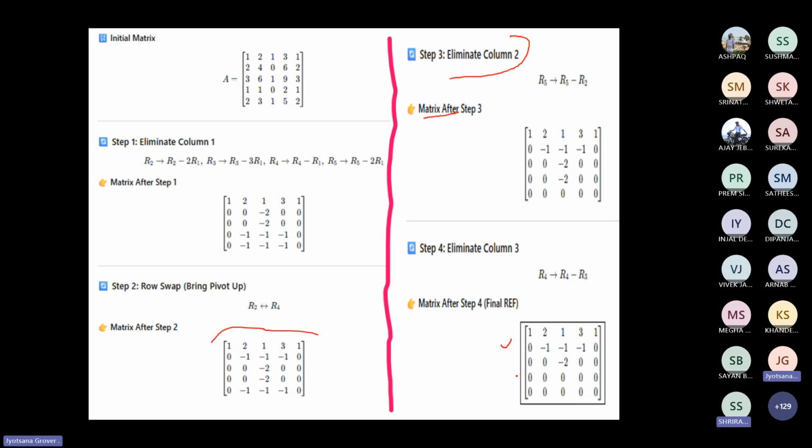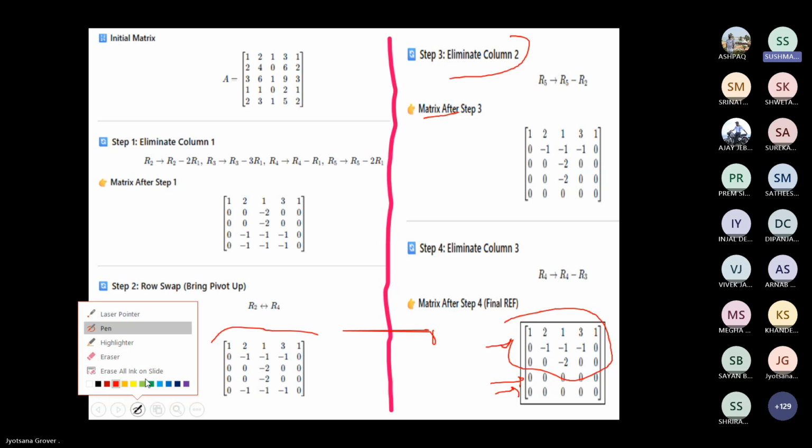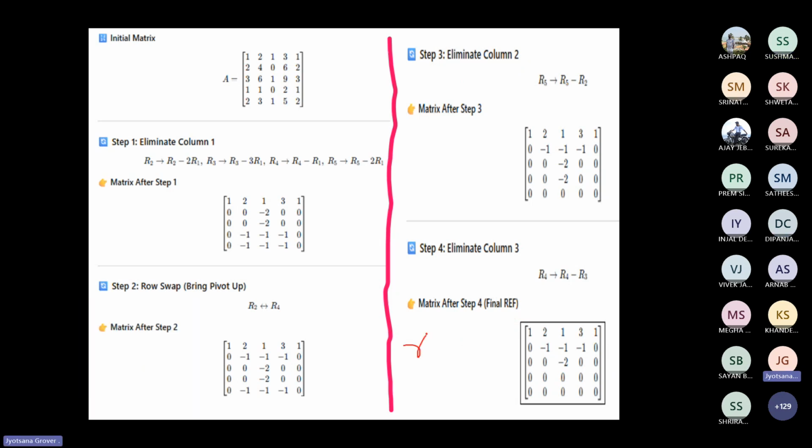See, you have two rows at the bottom. What is the number of non-zero rows here? 3. So what is the rank going to be? It's going to be 3. So rank is 3. Good. If you understand this point, REF, you can solve so many problems.